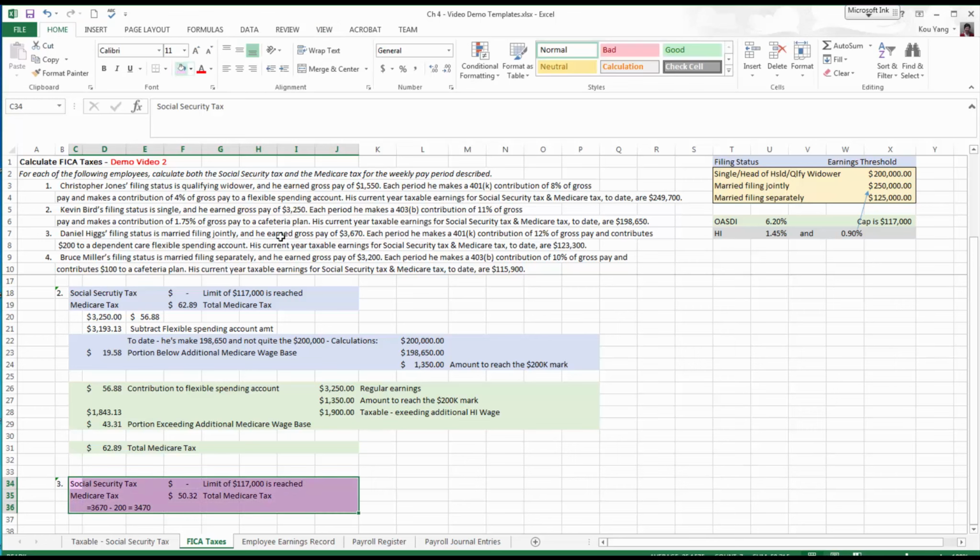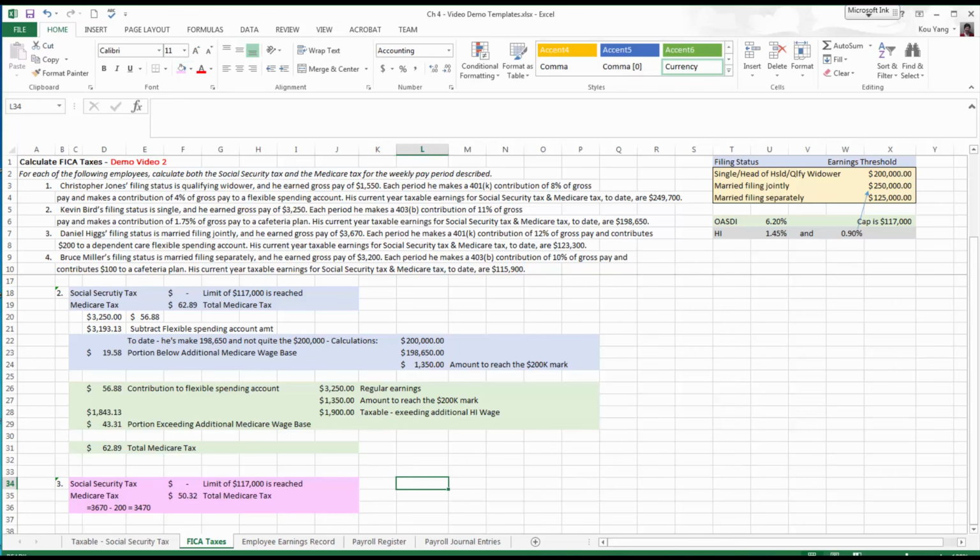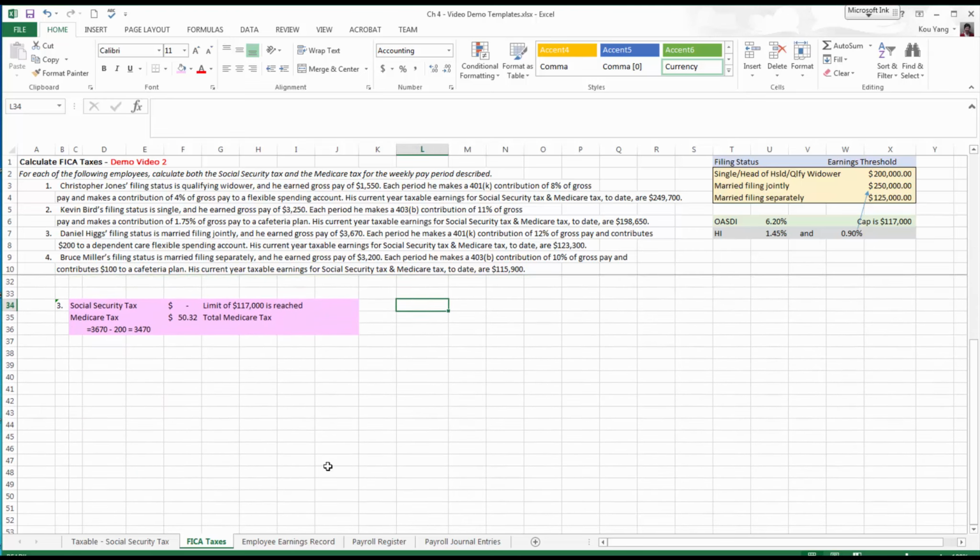So that one was pretty straightforward. Okay, so that's that. For number 4, Bruce Miller.